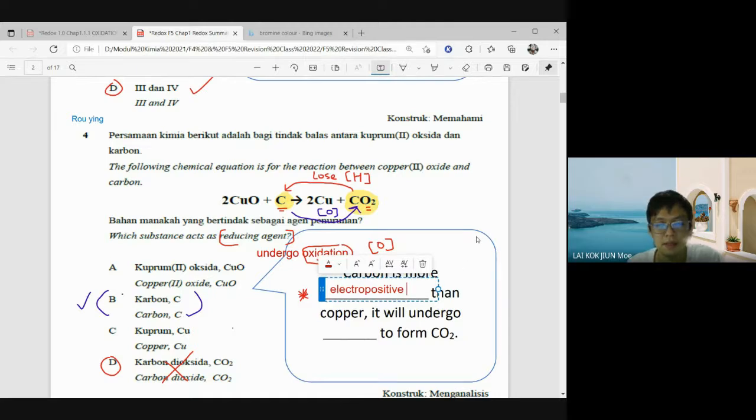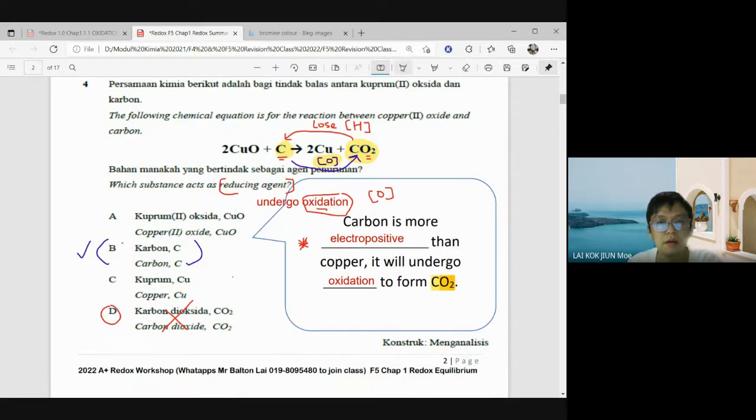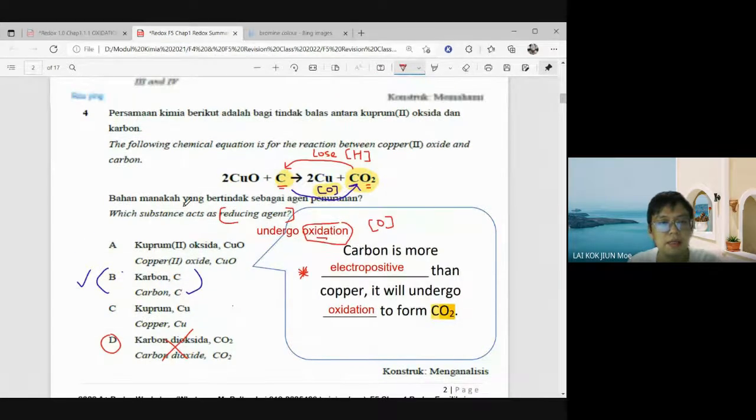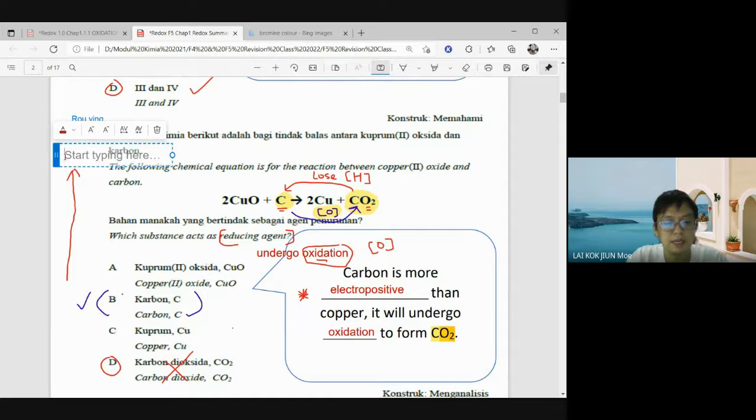Rowing can. More electropositive than copper, so it will undergo what process to form CO2? Oxidation. Very good, Daniel. So you see how we know carbon is more electropositive. Later we will learn the list, Rowing. Later we will learn a list, which we call electropositivity. Rowing hasn't learned this yet.